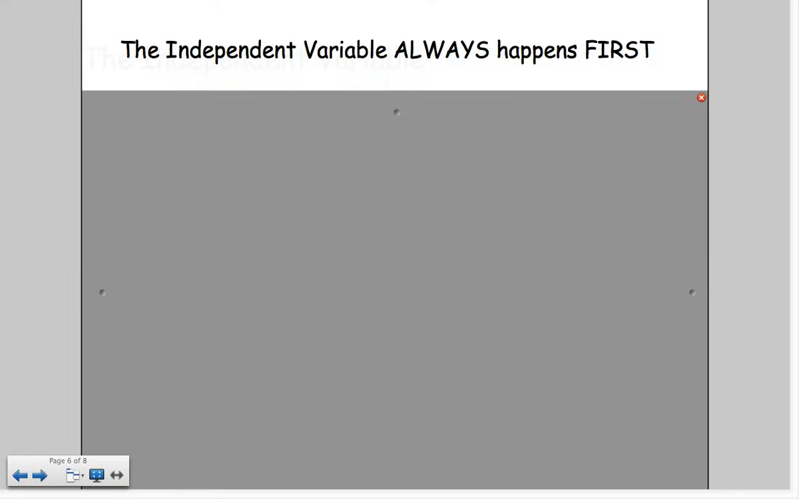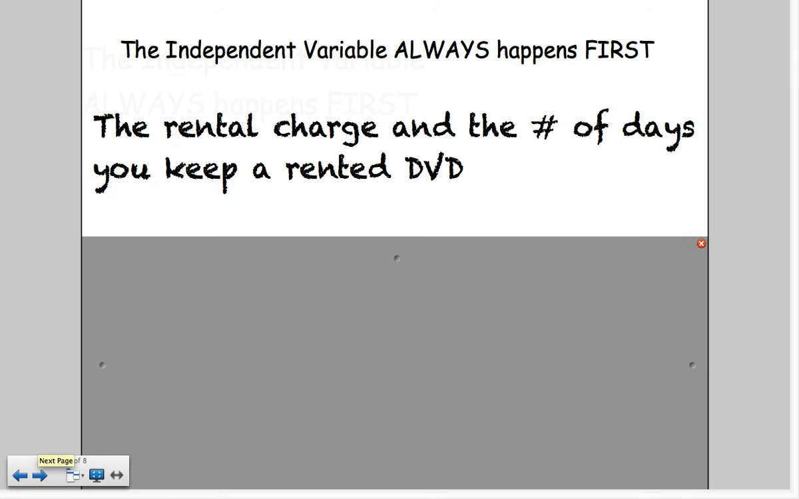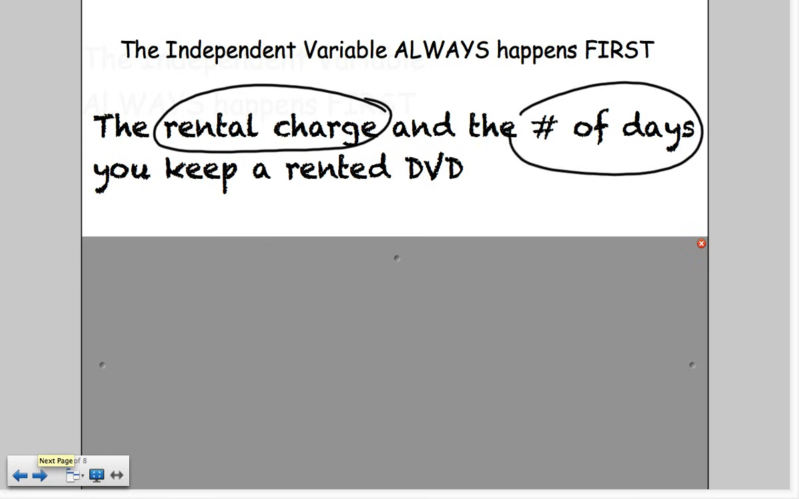All right, we're going to do more, guys, because the more we practice this, the more permanent it'll make it. All right. Again, remember the independent variable always happens first. The rental charge and the number of days you keep a rented DVD. We've got a rental charge, and we've got number of days.